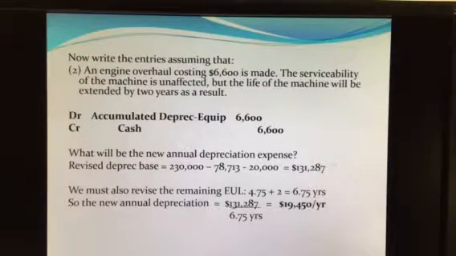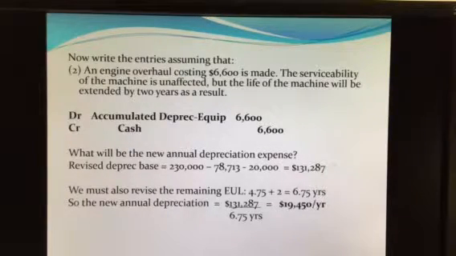But notice here we also have to revise the denominator. That is, the estimated useful life is now 6.75 years. That is, the 4.75 that would remain on the asset were it not improved, plus the 2 years that this engine overhaul is going to allow. So the new annual depreciation expense is $131,287 divided by 6.75 years, or $19,450 per year. So note these two basic changes.